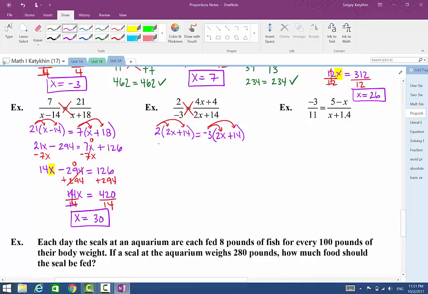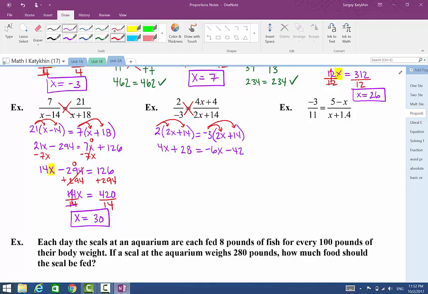2 times 2x is 4x plus 2 times 14 will be 28. Notice it's negative times 2x will be negative 6x. And then negative 3 times 14 will be negative 42. So make sure you don't lose that negative when you multiply those two numbers.